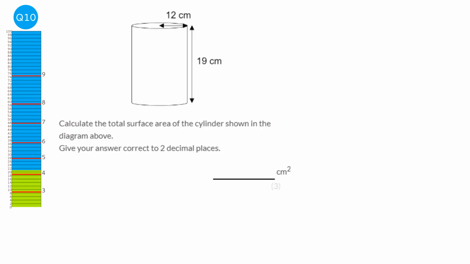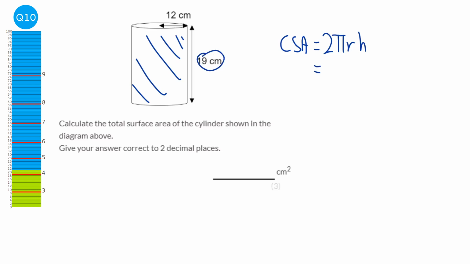So we're going to first of all work out the curved surface area, which is just this bit here, not including the top and bottom. And the formula for that is 2 pi r h. And the h is this bit here, so it's 2 times pi times the radius at the top, which is 12, times the height, which is 19. And that gives us 1432.566, blah, blah, blah.